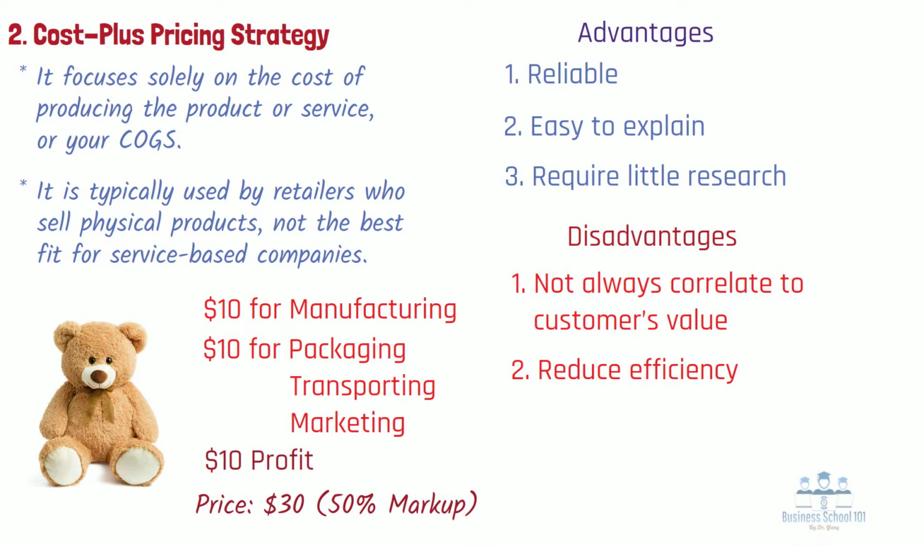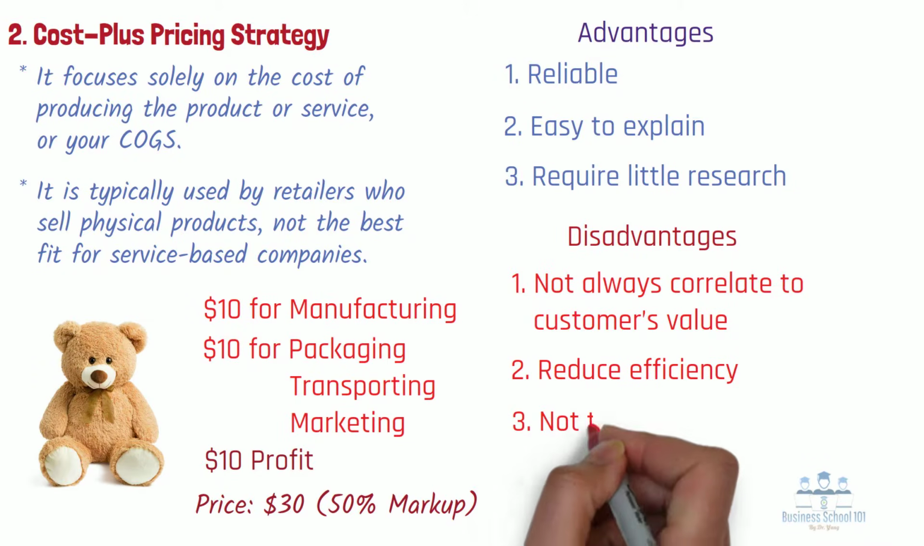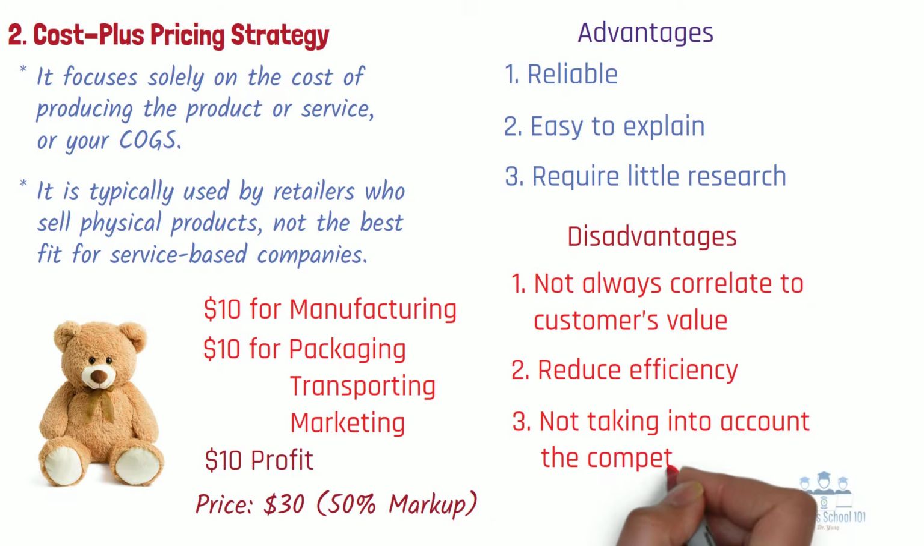Reduce efficiency. Another potential challenge to cost-plus pricing is its potential to interfere with a company's efficiency. Often, companies aim to lower their operating costs and expenses so they're able to increase their profitability. With cost-plus pricing, however, suppliers fix their margins and guarantee return rates, so they may be less motivated to reduce costs. Number 3. Not taking into account the competition.